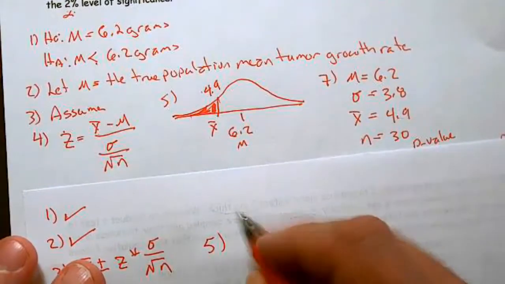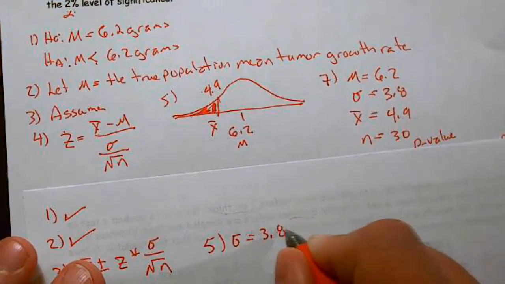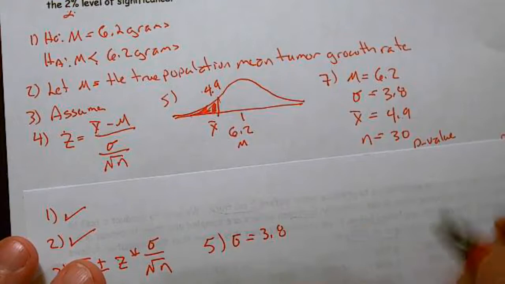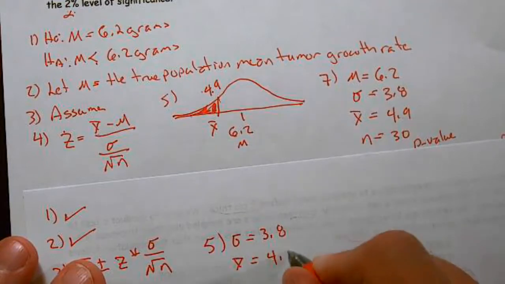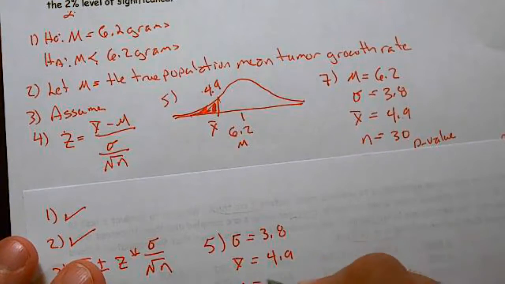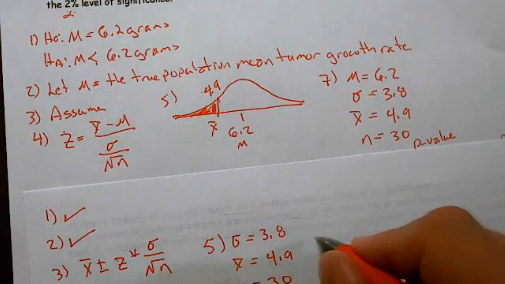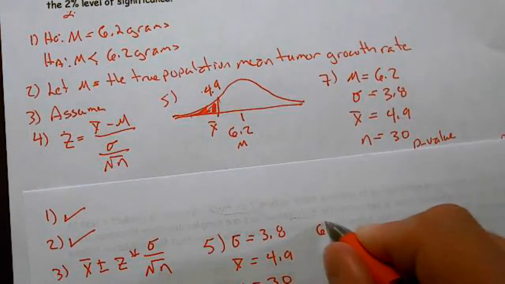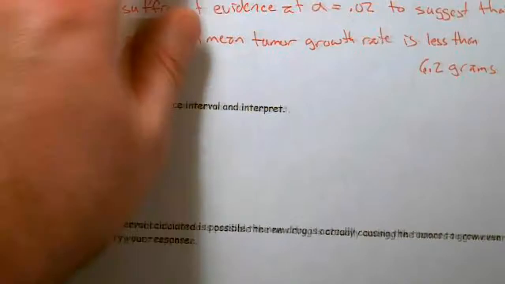So our standard deviation from the population is 3.8. Okay, the next thing it asked for is the X bar. Well, they told us the X bar is 4.9, and we had a sample of size 30. The next part we need to do is calculate a Z star. And they wanted to do Z star based on a 96% interval. So we're doing a 96% interval.